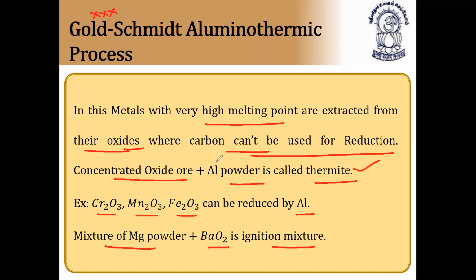What do we use as the reducing agent? Aluminum. So the concentrated oxide ore like chromium oxide combines with aluminum powder. Manganese oxide combines with aluminum powder. Ferric oxide combines with aluminum powder, and they form a thermite mixture.